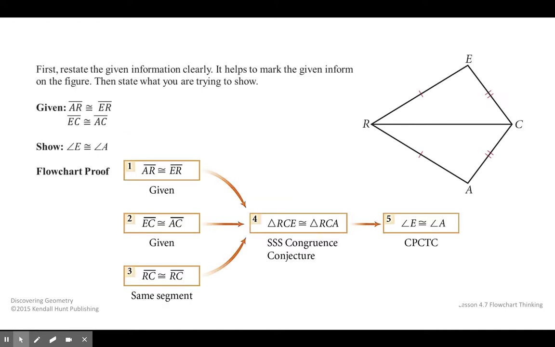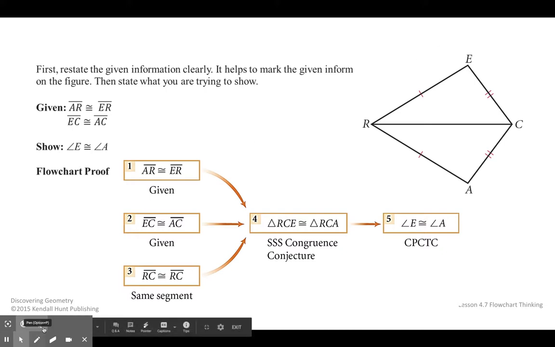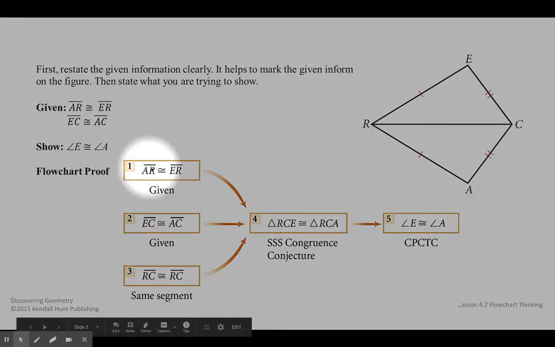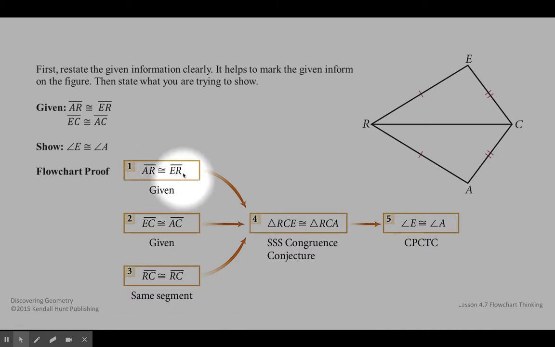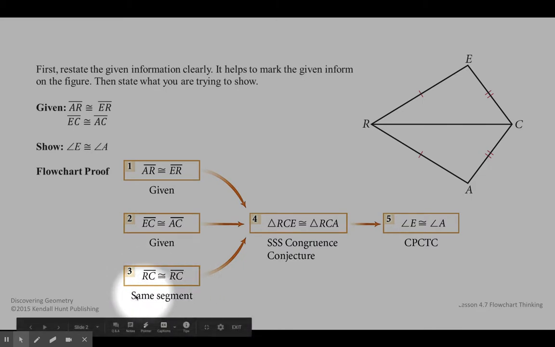And this is it in a flowchart proof form. Here we have one of the sides that they told us, and then the reason is given. The reason is underneath the statement you have. And then we have another one that they told us, which is given. And then here is the conclusion we made on our own, right? I said reflexive, they said same segment. Either one would be fine to write there.